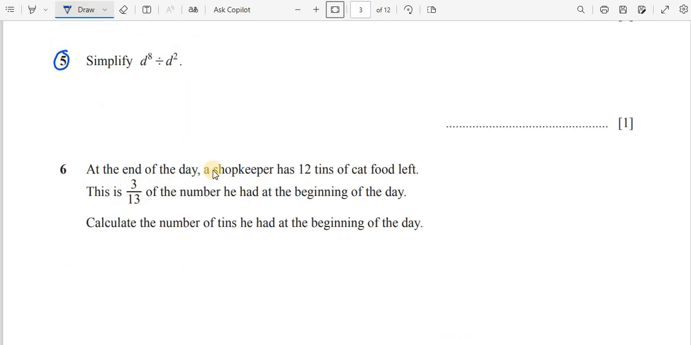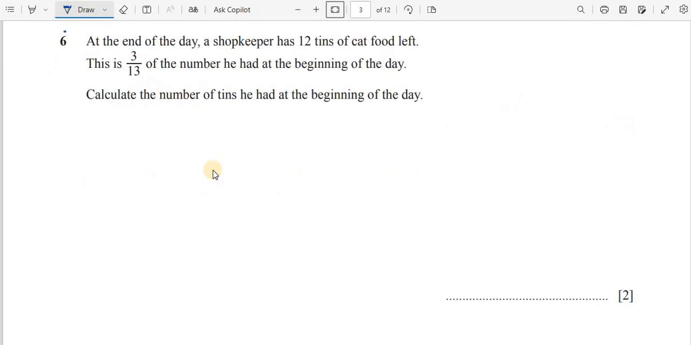Question number 5. Simplify d raised to the power 8 divided by d raised to the power 2. The bases are the same, so we subtract the powers in a division operation. So d raised to the power 8 minus 2, which is equal to 6. So the final answer is d raised to the power 6.